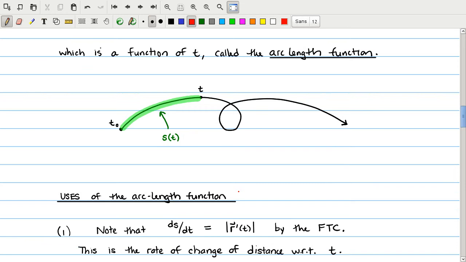So let's talk about three particularly interesting uses of this arc length function. We're going to see this thing show up all over the place, so you should get really comfortable with this idea of arc length and the arc length function.